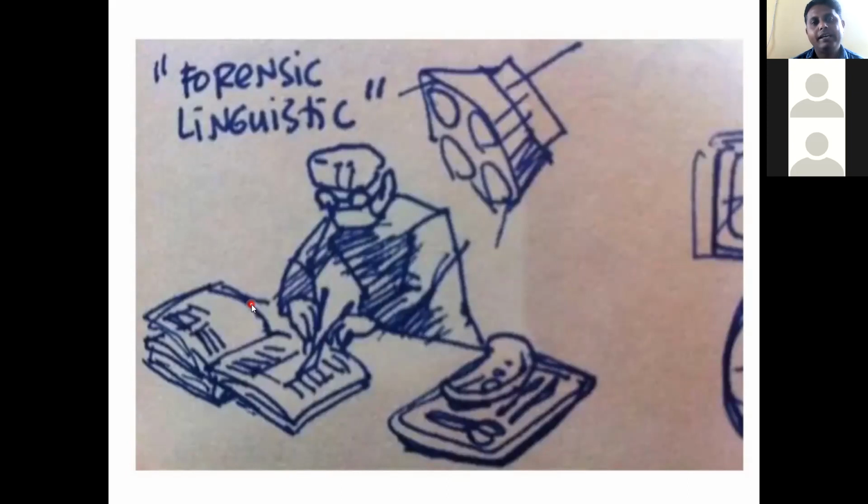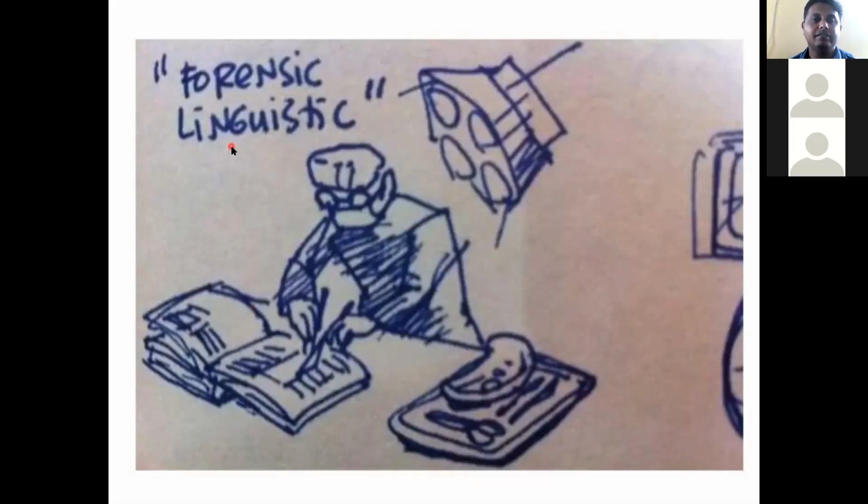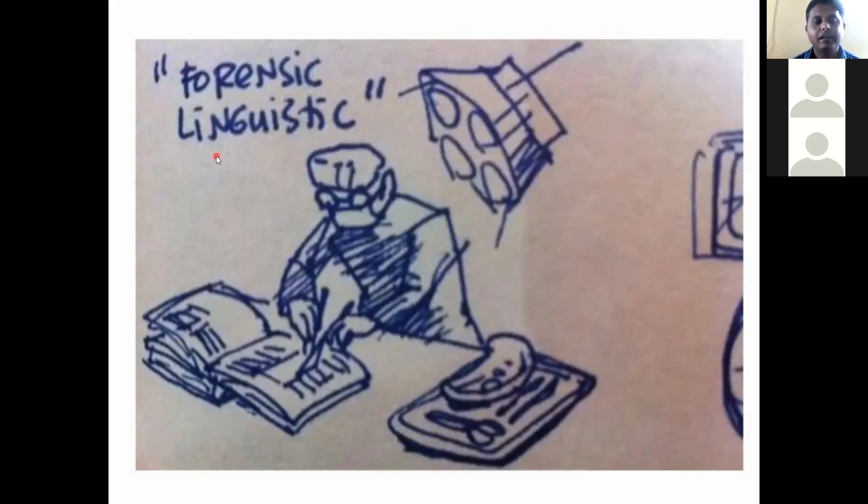Whatever, right. The police collect all these materials for further study of the crime, for further investigation, and all these things are handed over to the forensic lab for further research.